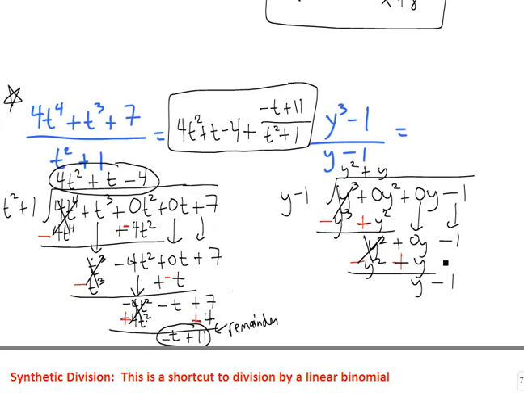I can keep going one more time. Y times what gives me y? 1. Y times 1 is y. Negative 1 times 1 is negative 1. Draw my line. Change my signs. And notice here that the y's cancel out and the 1's cancel out, so we get a remainder of 0. So my answer is just this quotient at top. Y squared plus y plus 1.